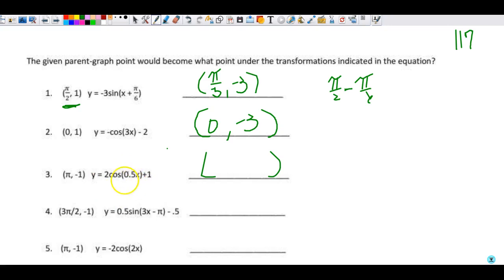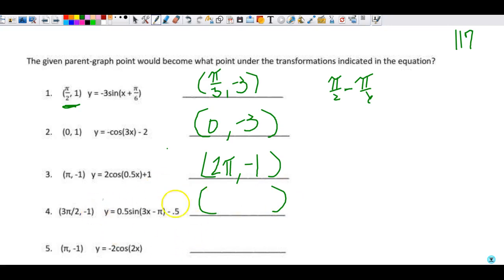Here I've got x being multiplied by 0.5, which is 1/2. So really what I do with this x value is I divide it by 1/2, which is the same as multiplying by 2. So this is 2 pi. My y value, I have an amplitude of 2 and a vertical shift of 1. You have to take care of the amplitude first. So -1 times 2 is -2, and then plus 1 gives me -1.